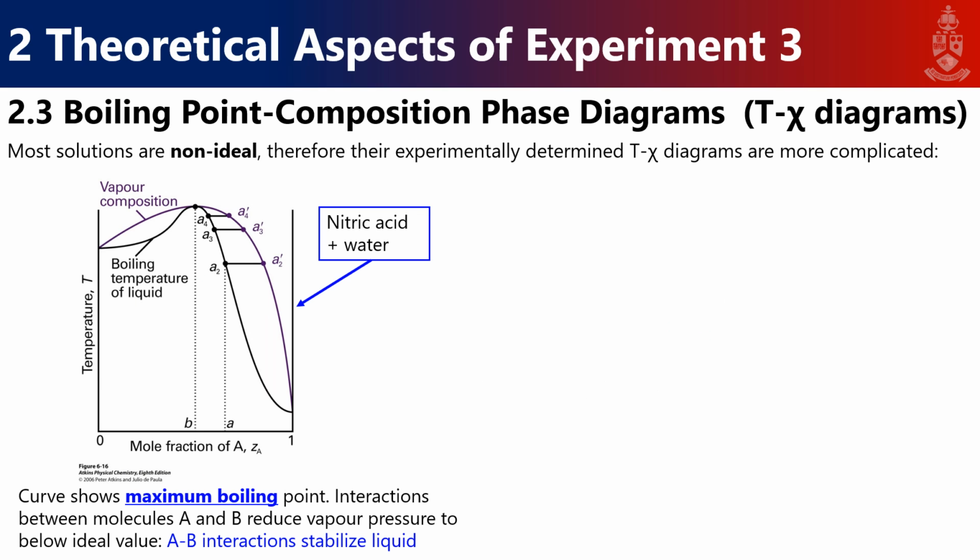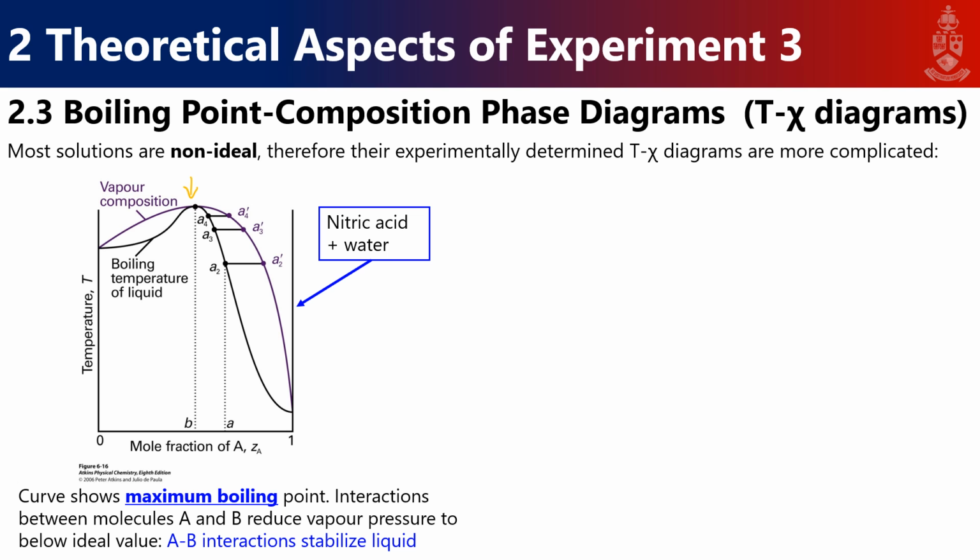The boiling point composition phase diagrams that we looked at on the previous 2 slides were those of ideal systems. So we already spoke about that most solutions are non-ideal, and therefore we can have more complicated phase diagrams. So in this example, I just want to show you an example of a boiling point composition phase diagram for nitric acid and water, and this system has a maximum boiling point. It just refers to that point there, maximum boiling point in the temperature composition curve, and this is due to intermolecular interactions between nitric acid and water, which reduces the vapor pressure to below the ideal value, and it stabilizes the liquid phase.